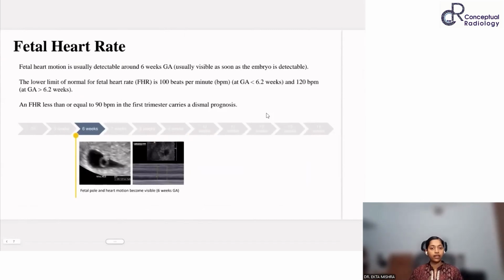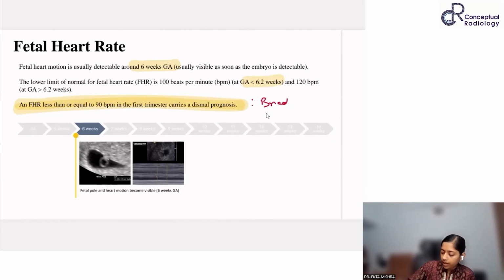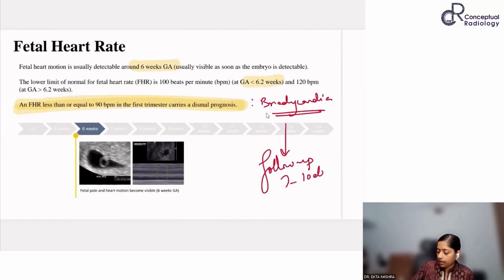Coming to the fetal heart rate, by 6 weeks you are usually detecting it. Normally, it should be above 100 beats per minute if your gestation is less than 6.2 weeks, otherwise it should be over 120. If the fetal heart rate is less than 90, some books say 100, then you have to give the diagnosis of bradycardia. Again, poor outcome. So do a follow-up after a week, 7 to 10 days, and look for viability.